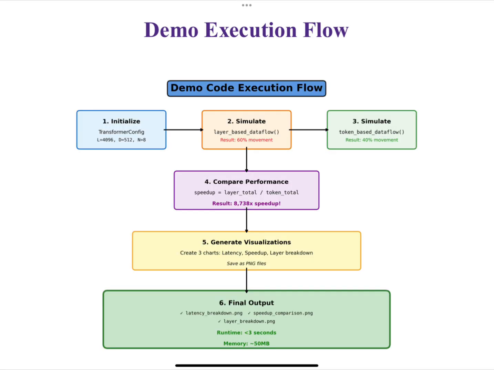Let's see the demo execution flow. The demo runs in 6 steps. First, initialize parameters. Second, simulate layer-based data flow and simulate token-based data flow. Then, compare their performance. The speedup is over 8,000. Then, generate charts. Last, print results. The whole simulation takes less than 3 seconds on a laptop and uses only about 50 MB of memory.